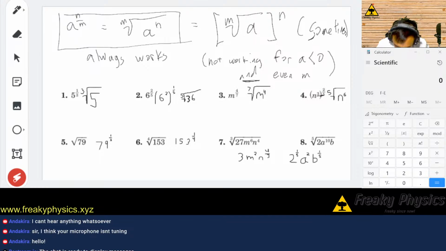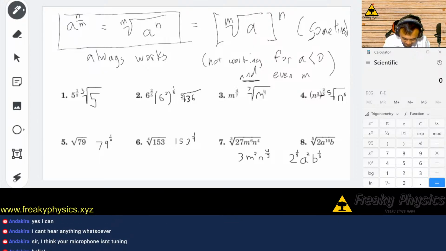All right. Okay, I just want to go through number 6 because I think this has a root. Let's go through. 153 is divisible by 9, so let's do that. 153 by 9 is going to give you 17. So 9 times 17.